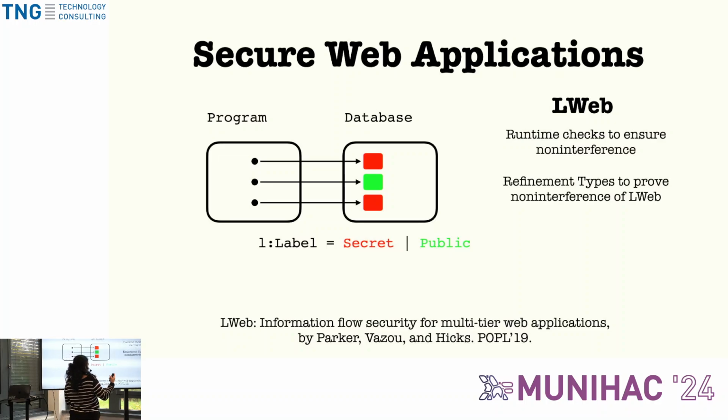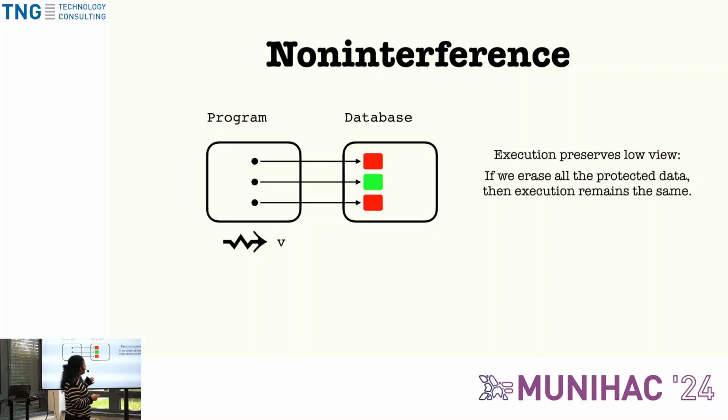And so building on top of LIO, we developed this information flow security library called LWeb that basically uses runtime checks to ensure non-interference when you're dealing with a database. And what we did is we used Liquid Haskell to prove that non-interference is actually satisfied. The way we did this proof is that we proved that execution preserves what we call low view.